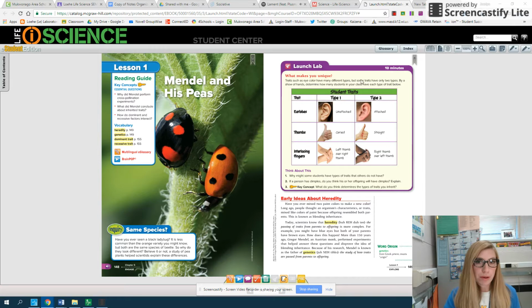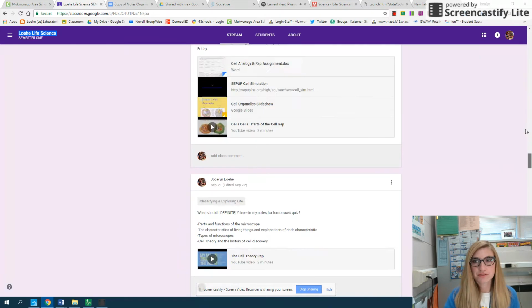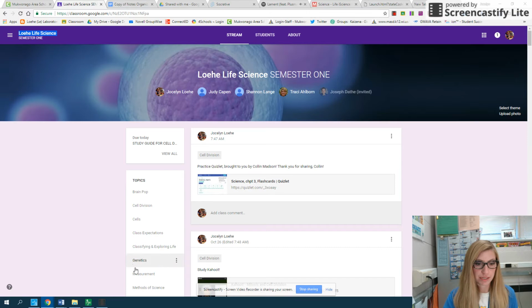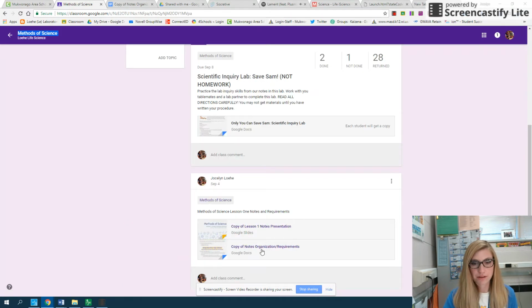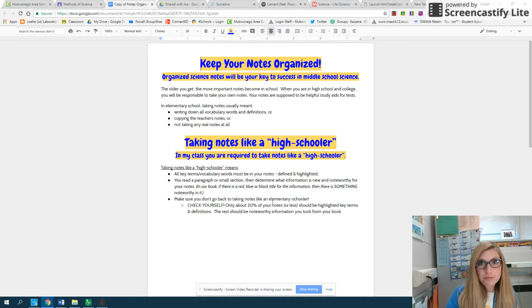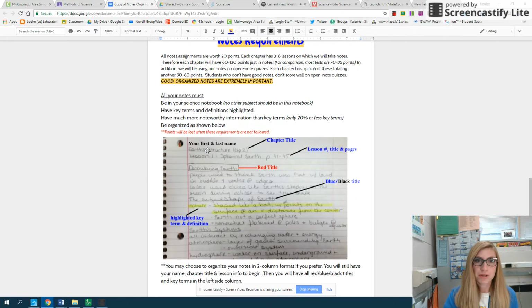So if you do not remember where to find the note-taking guidelines, if you go into the life science page, it's at the very bottom, actually under methods of science. If you go to the top, you can see right here, if I click on that and I scroll down, there's a copy of notes organization requirements. It looks like this. It talks about taking notes like a high schooler, and then it even gives you right here how to set them up.